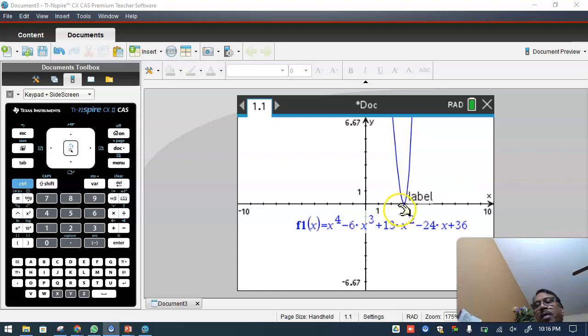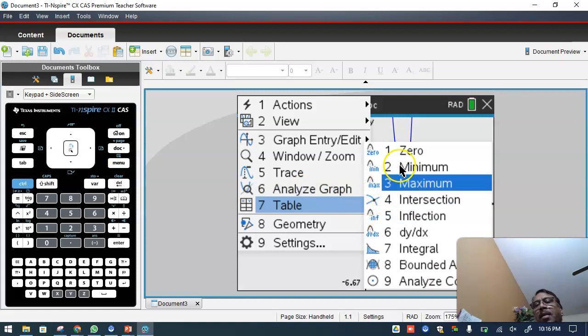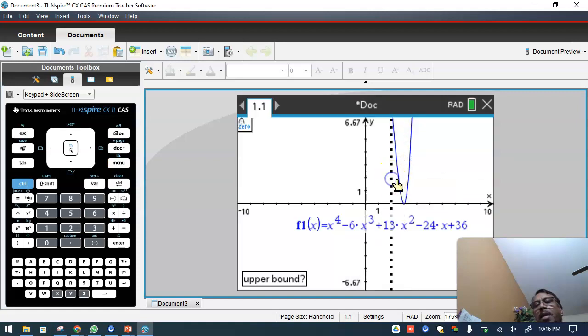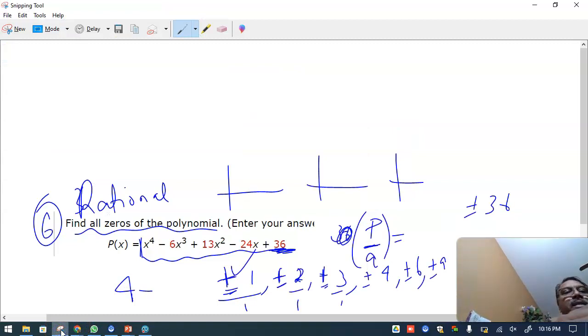So let's check what the zero is. You click on this one, analyze zero to the left and to the right, and you get 3. So 3 is the zero. Let's put directly x equals 3. It is one of the zeros. So we are done. Now we want to know whether this is repeated.